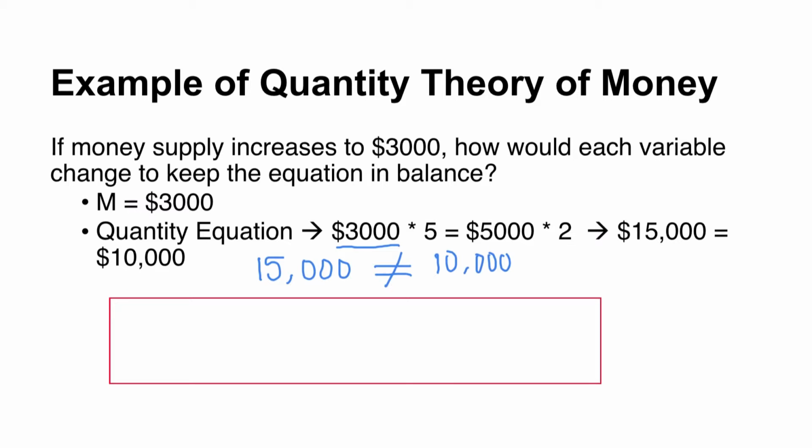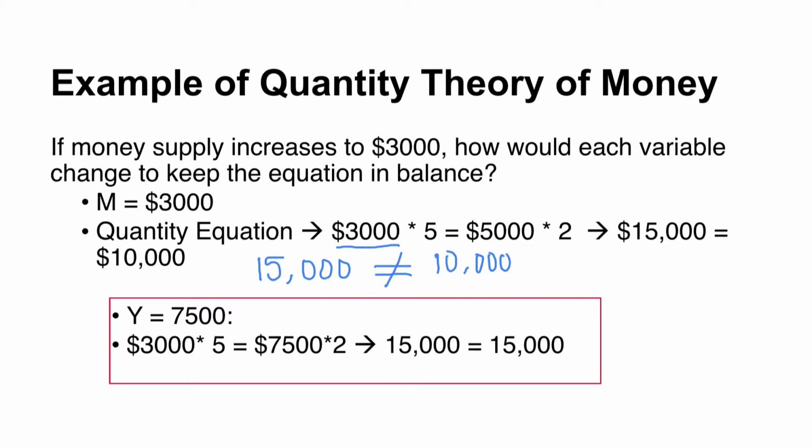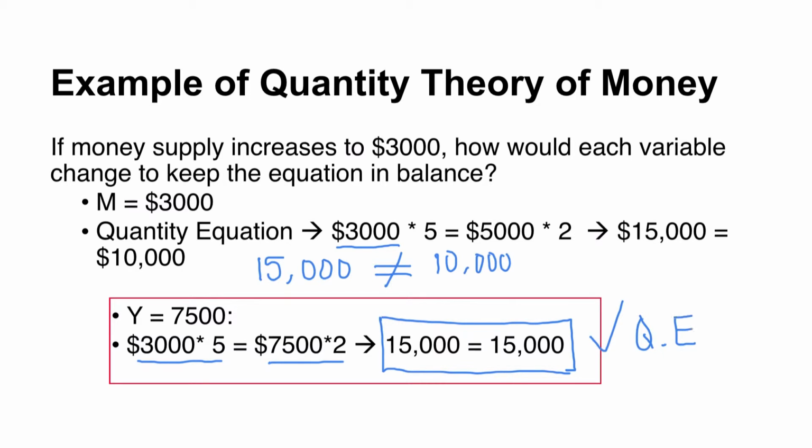So they no longer equal each other. Something has to change. So let's suppose that we change real GDP to $7,500. Well, now our equation is in balance. 3,000 times 5 equals 15,000, and 7,500 times 2 equals 15,000. Okay, our quantity equation is in check. But now let's think about what that would mean.